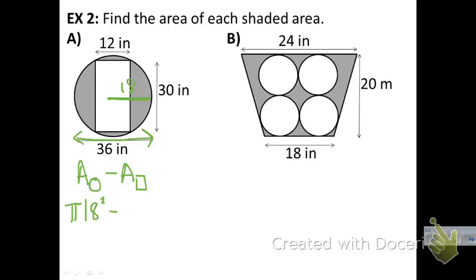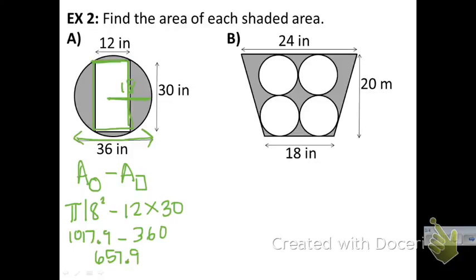Our rectangle then would be 12 by 30. So we take 18 squared times pi and we get 1017.9, and then we have to take away the 12 by 30, which is 360, and then we subtract those and we get 657.9, and that would be inches squared.